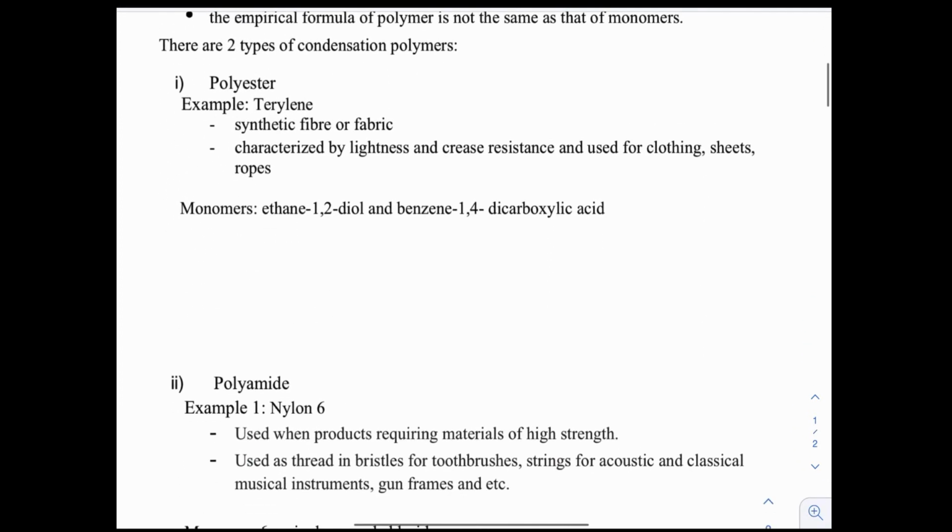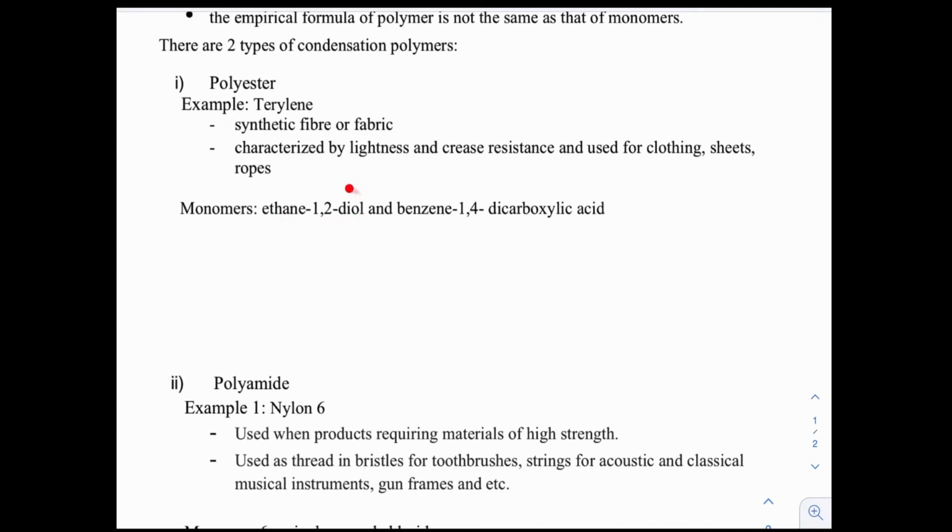Alright, so now let's look at the two types of condensation polymer in detail. The first type we're going to talk about is polyester. Terephthalate is one of the examples of polyester. It is a synthetic fiber or fabric characterized by lightness and crease resistance, and used for clothing, sheets, and ropes. In order to form terephthalate, there will be two monomers involved. One is known as ethane-1,2-diol. The other one is known as benzene-1,4-dicarboxylic acid.